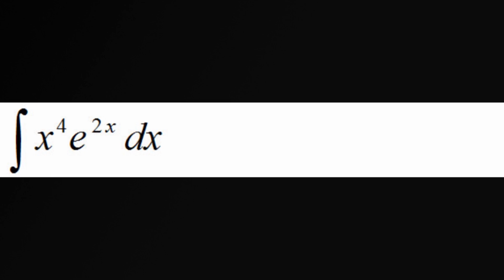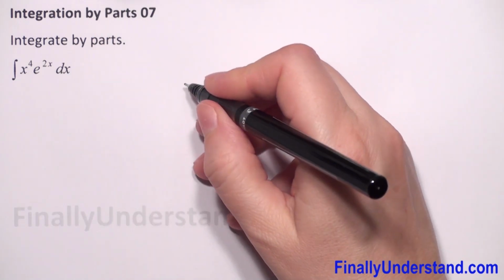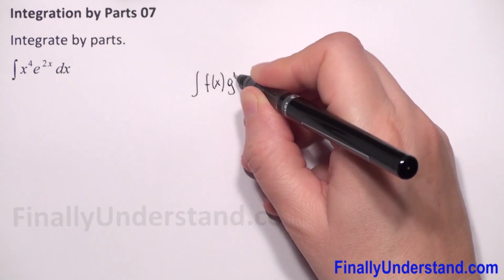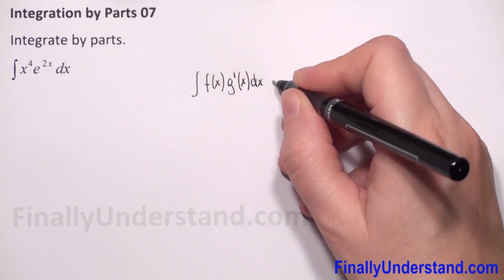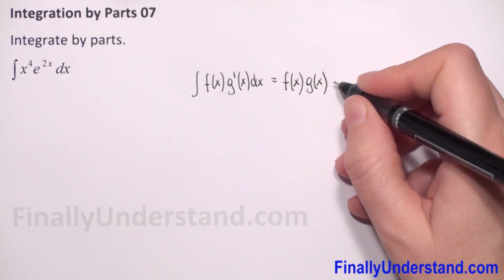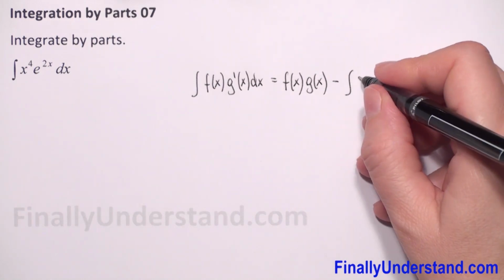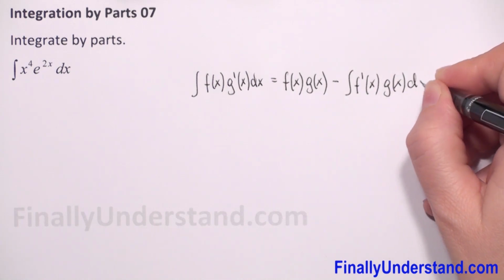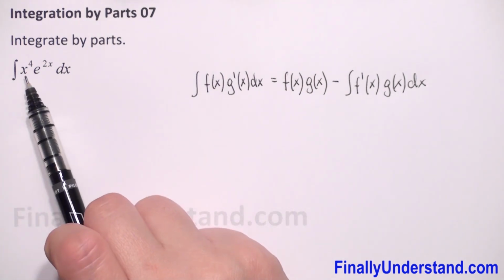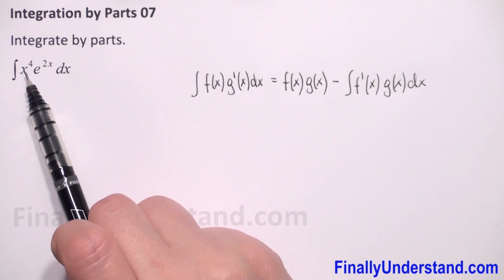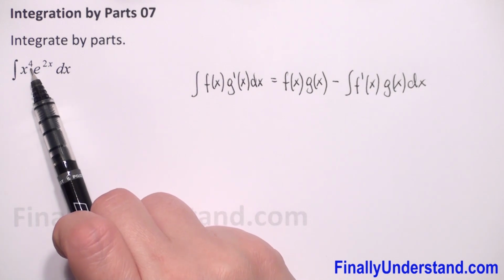We need to use the integration by parts formula. So first let me remind you, when we have the integral of the product f of x times g prime of x with respect to x, this is equal to f of x times g of x minus the integral of f prime of x times g of x with respect to x. Because we have here x to 4th power times e to power 2x, I will take f of x equals x to 4th power. Why?